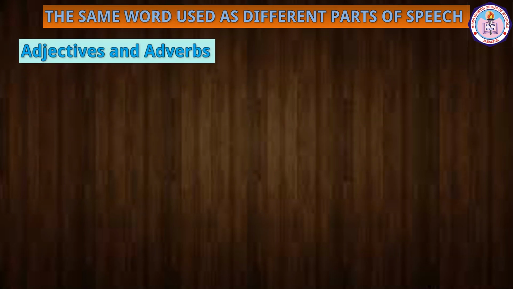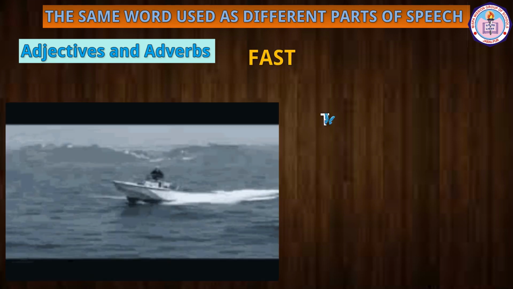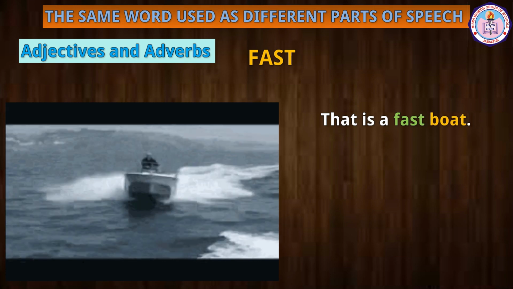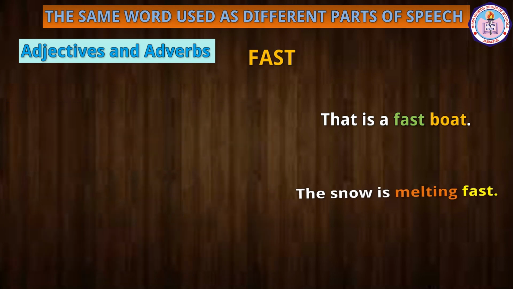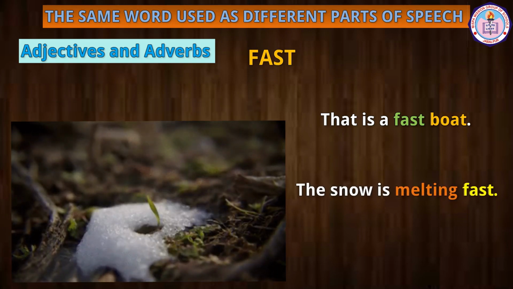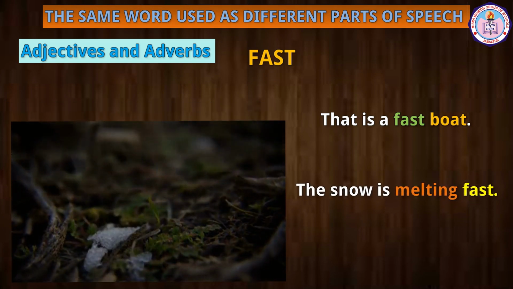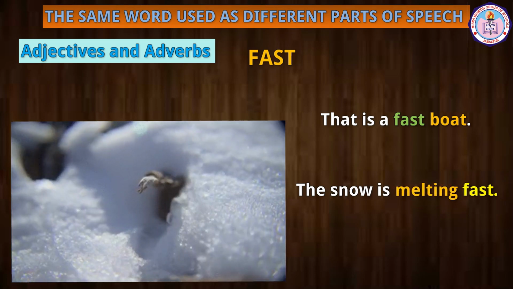Adjectives and adverbs. There are some words that can be used as adjectives as well as adverbs. Fast. That is a fast boat. Here, fast is an adjective that describes the noun boat. The snow is melting fast. Here, fast is an adverb that modifies the verb melting.